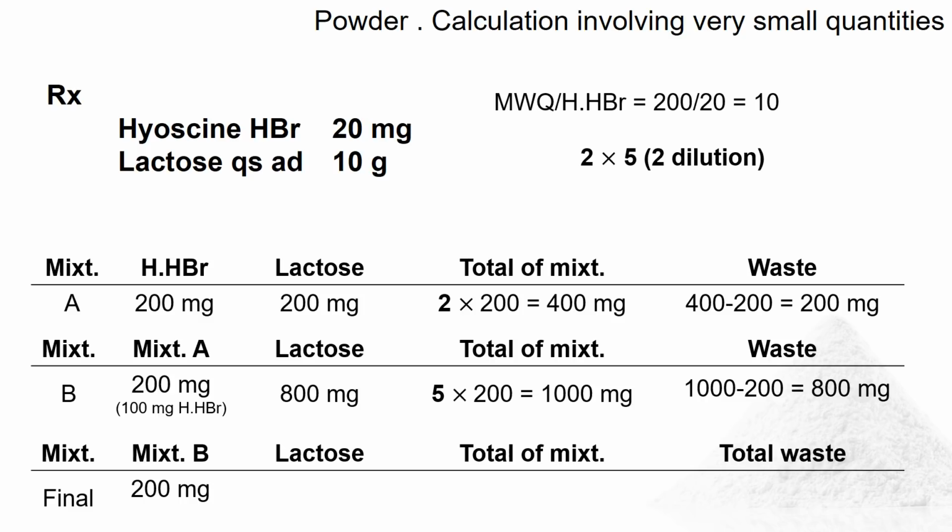So for the final mixture, we take 200 milligram of mixture B, where it contains 20 milligram of hyoscine hydrobromide. And in this final mixture, we need 10 gram, so we just top up with 9,800 milligram. So the total wastage here is just 1000 milligram, which is 800 milligram less than the first calculation method involving only one dilution. So as you can see now, the number of dilutions will save the wastage.